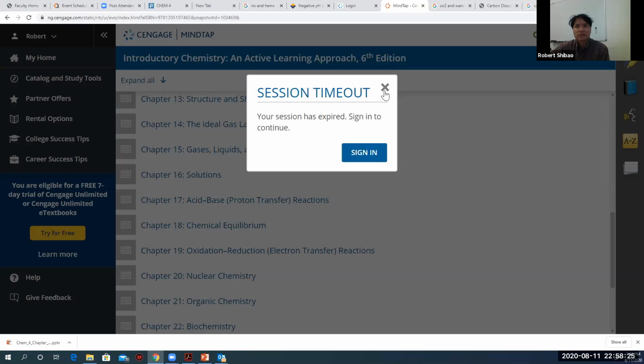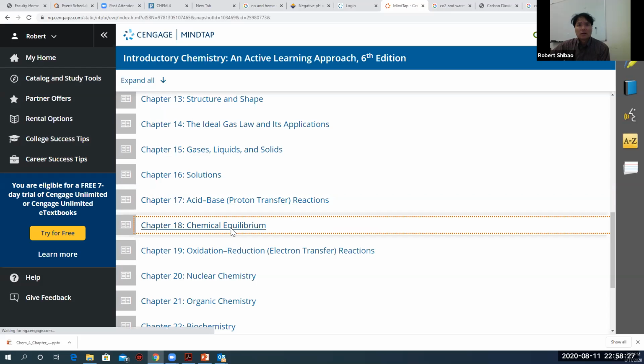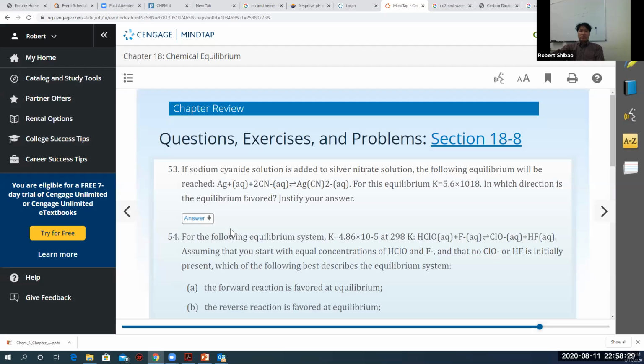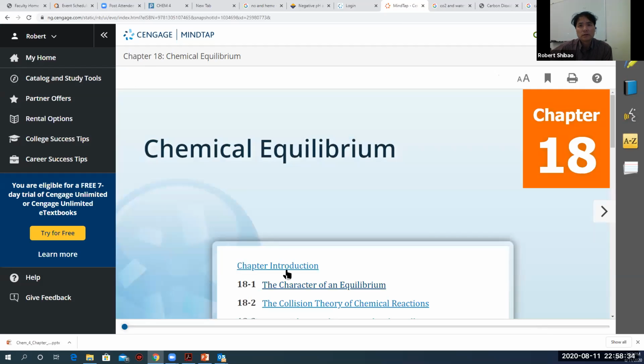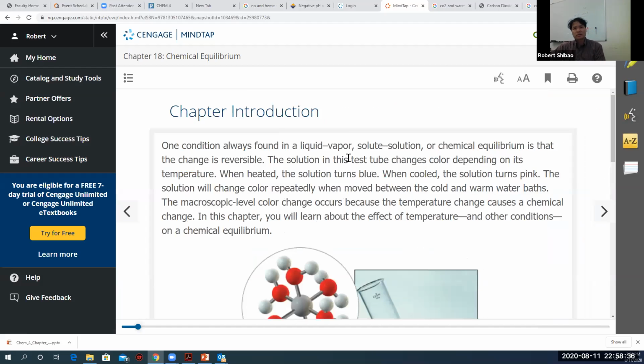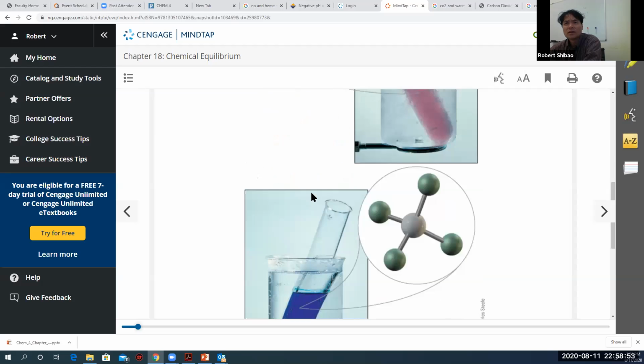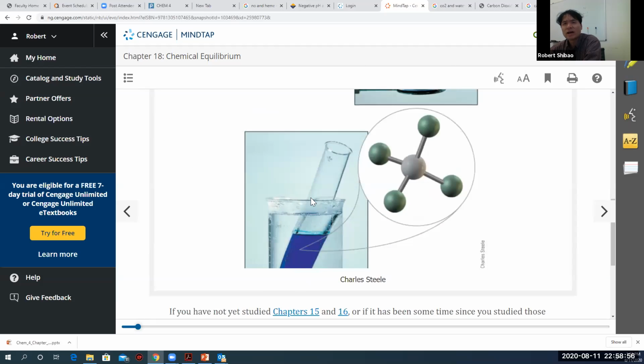Session timed out. I didn't make a PowerPoint for chapter 18. Forgot to do that. Chapter 18 is kind of like two different topics here. One is equilibrium, the equilibrium reactions we've been talking about, where there's some kind of mix of both products and reactants at the end of the reaction, what we call equilibrium. The other is kinetics. Kinetics is how fast things occur.